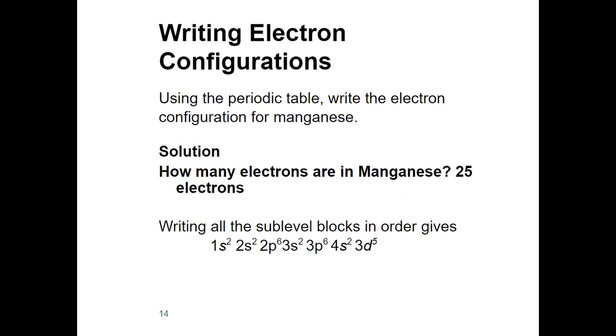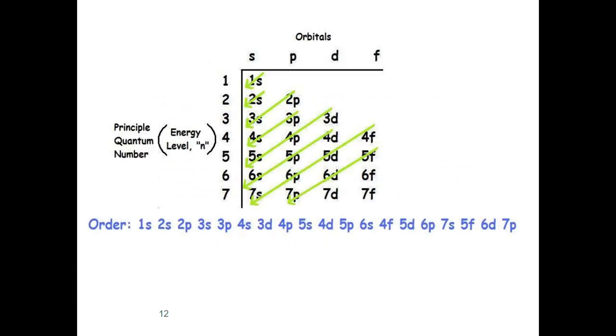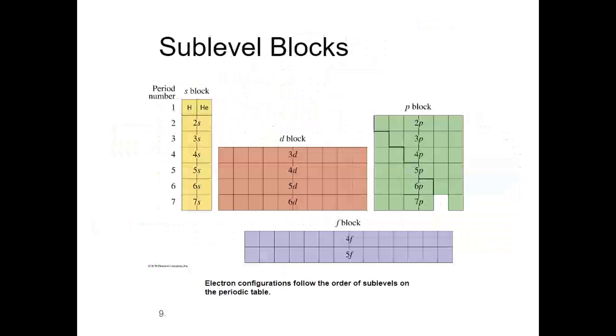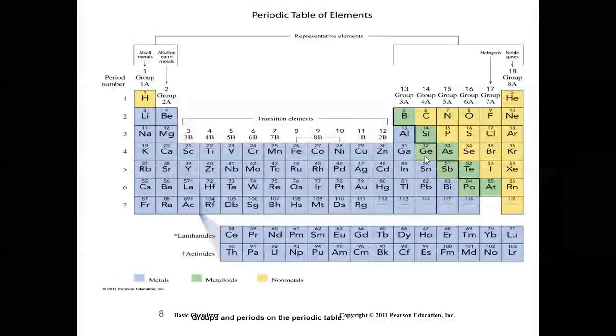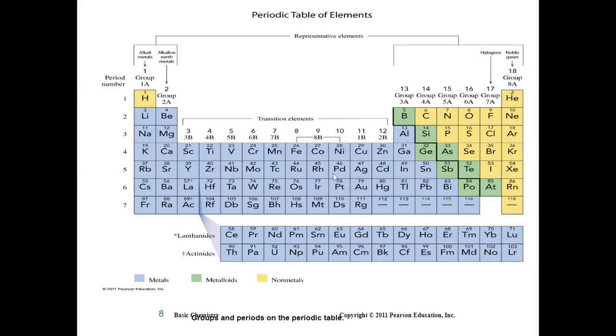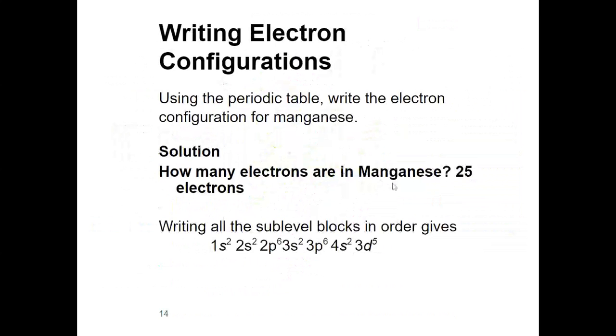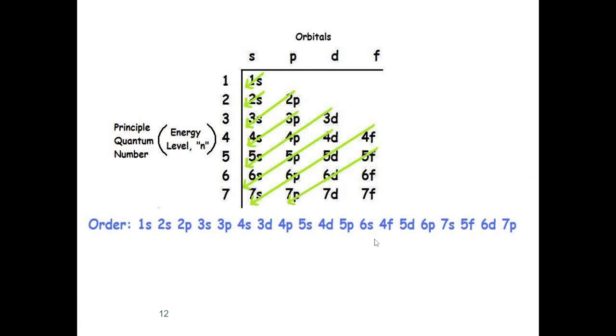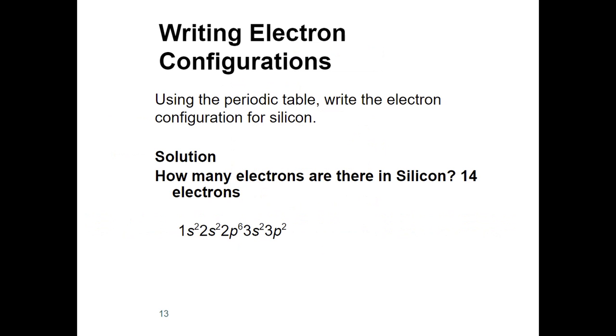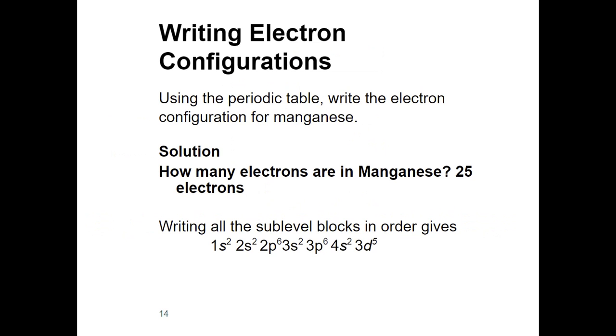Okay, how about manganese? Let's write the electron configuration of manganese. So let's go back to the table. Manganese, okay, it's right here, 25. So 25 electrons here. You're going to write down the same thing, following the order. If I were you, I would write it down in my notebook so it's accessible, because you will need that sequence, and it will allow you to look at that sequence, okay?